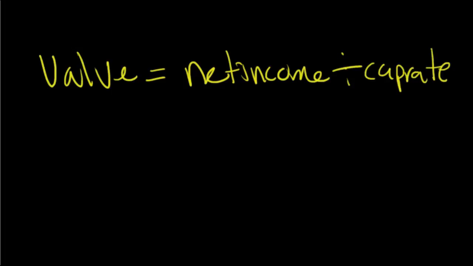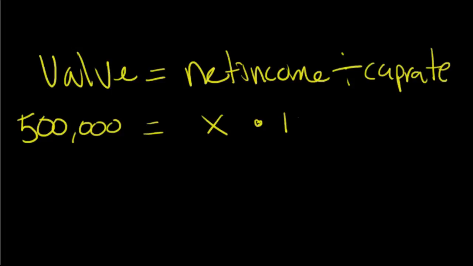Oh, good gosh, Jack. What does this mean? Well, it's not as hard as you might think. Let's take an easy one here. Let's say we have a value of $500,000. We don't know what our net income is, so we're going to call that X. And we have a cap rate of 10%. Now what do we do? Well, this goes back to our old math procedure. We want to get X by itself, right? So I'm going to divide this side by 10%.